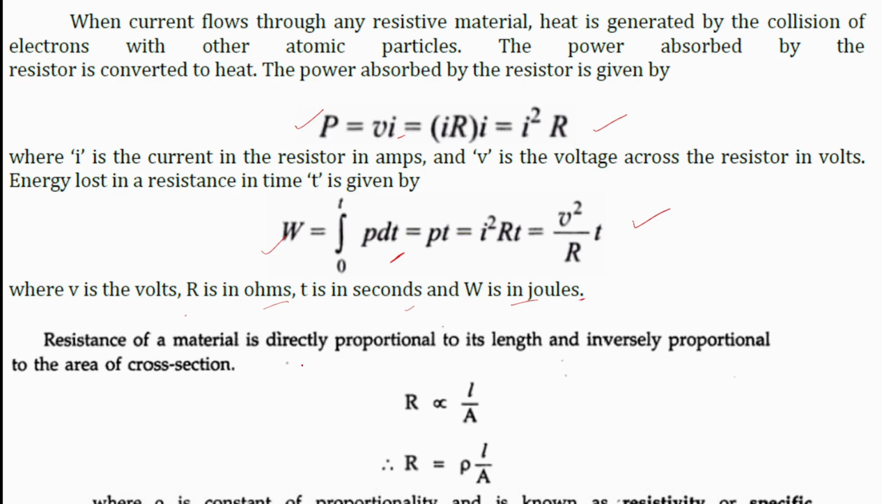Now, any resistance is directly proportional to its length and inversely proportional to the area of cross section. The proportionality constant is rho, which is the resistivity, or the specific resistance. So the resistance depends on the length of the material as well as its cross-sectional area.